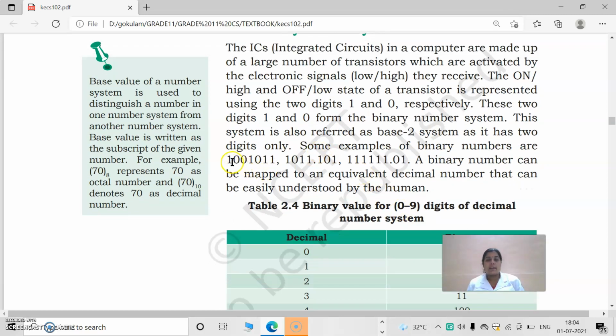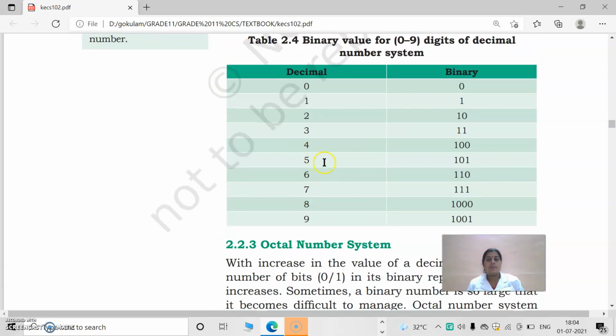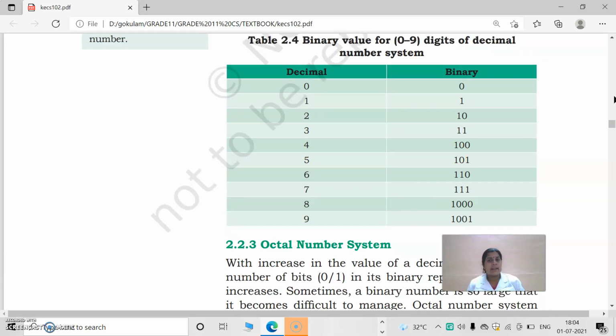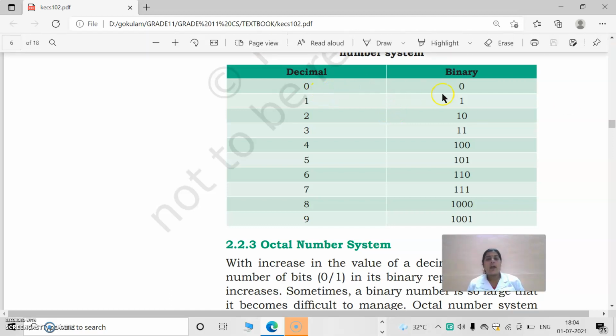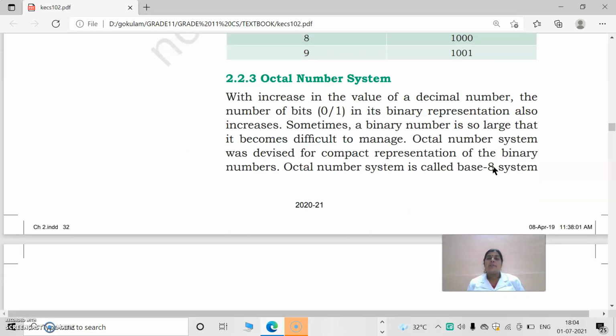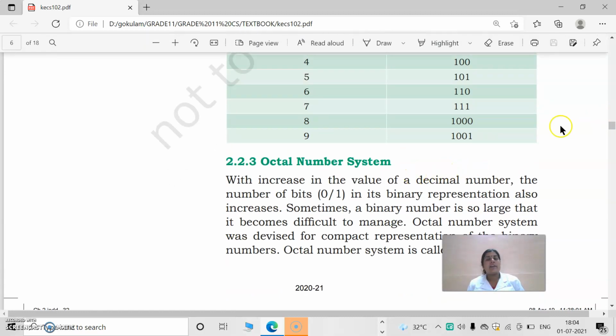Some examples for binary numbers are 1001011 and so on. For any decimal number, there will be an equivalent binary number. We can convert decimal to binary; we will study that in the next topics. So decimal 0 has binary 0, decimal 1 is binary 1, decimal 2 is 10, then 11, then 100 and so on. By using this, we can denote our decimal number system. So 9 is denoted by 1001.